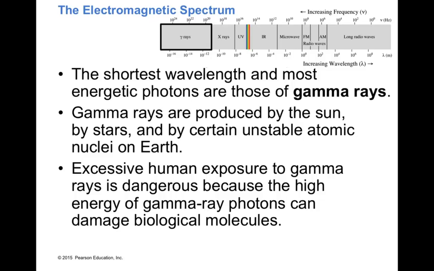Gamma rays have the shortest wavelength and the highest frequency, as we can see here at the top, as the frequency increases from left to right, the wavelength decreases. The energy also increases toward the gamma rays. That's why gamma rays are the ones with higher energy and higher frequency compared to the rest of the electromagnetic spectrum.